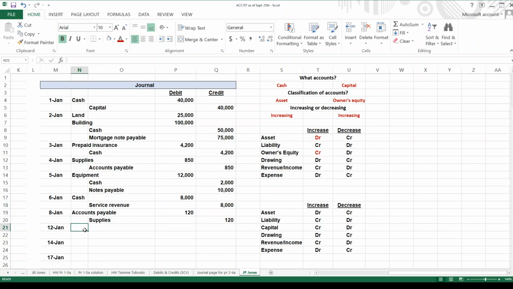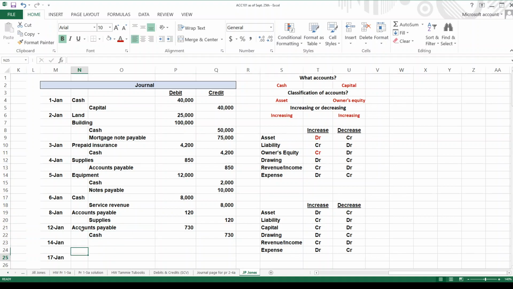There you go. January 12th, paid. Credit cash. Okay, for how much? Well, $850 minus $120 sounds like $730. So, what do we debit? Oh, it says remaining amount. Remaining amount of what? Remaining amount in accounts payable. You want to reduce the amount by the supplies you returned, and in this case, by the amount of cash paid.